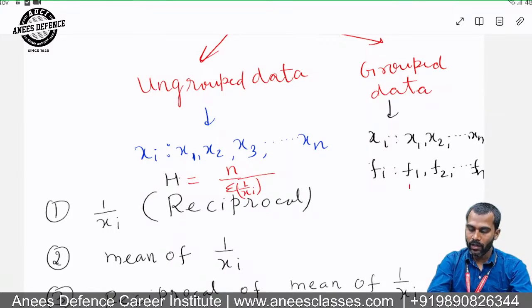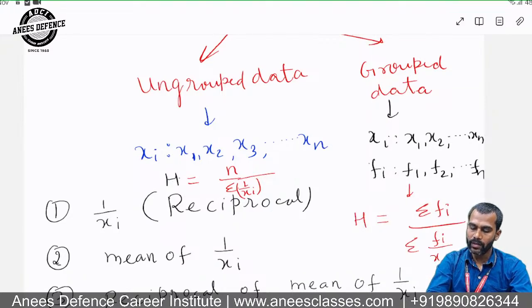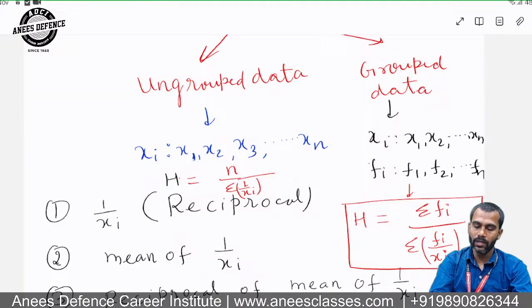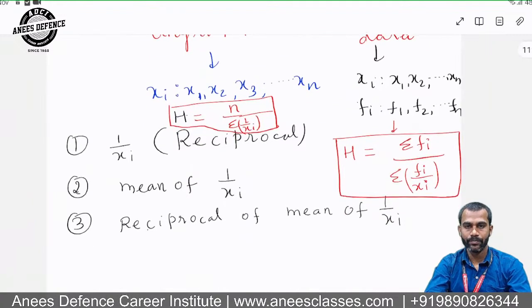And in this formula, what do you have to do? For grouped data, fi will be there in the denominator, and n can be replaced by summation fi. N is nothing but the total number of observations, and here summation fi over xi. So this is your h, H means HM. This is your h for ungrouped data and for grouped data. I hope it is clear.